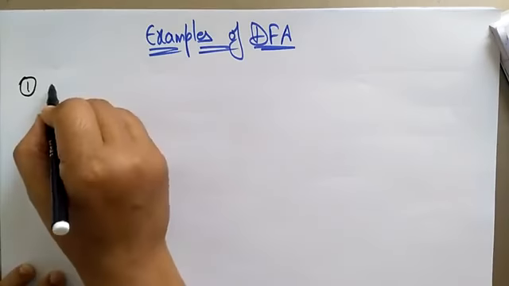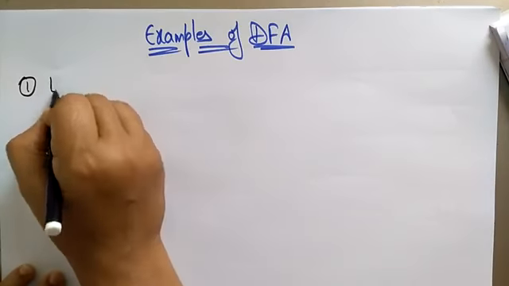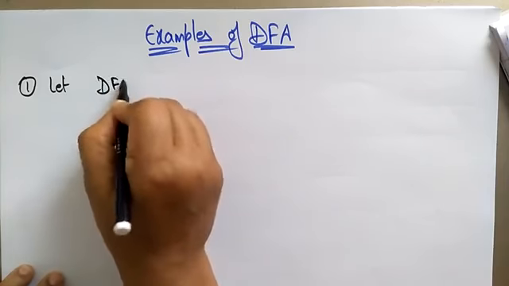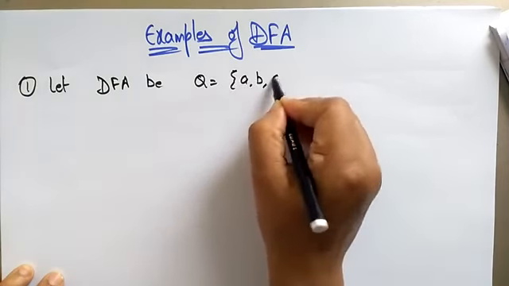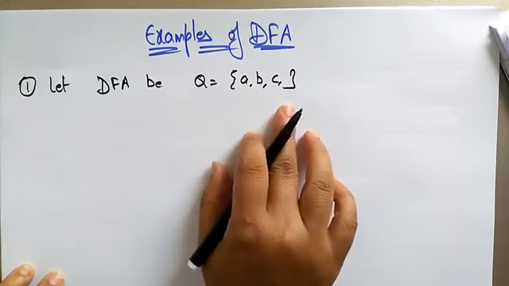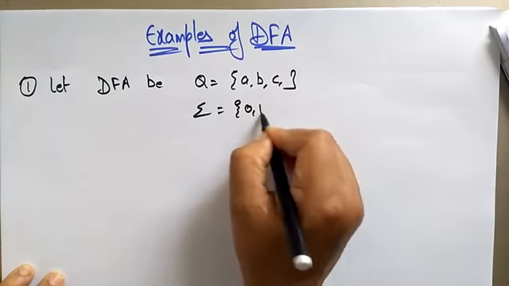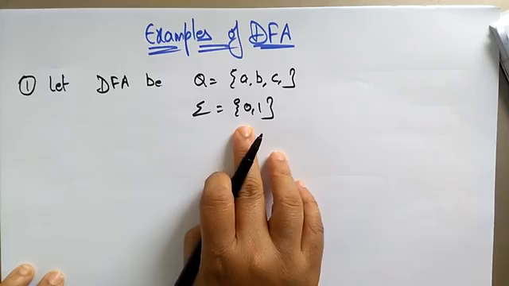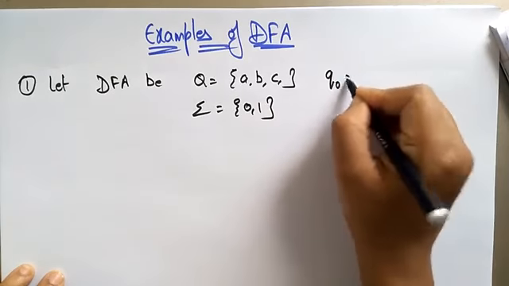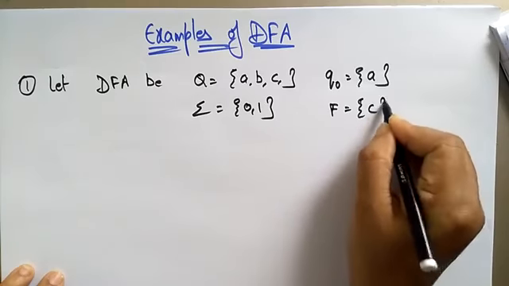Sometimes they will give the direct way, meaning they will give all the inputs and ask you to find some solution. So let's take example 1. Let the deterministic finite automata be given as a 5-tuple. Q has 3 states, A, B, C, and the set Sigma is 0 and 1, the input symbols. The initial state is A, and the final state is C.